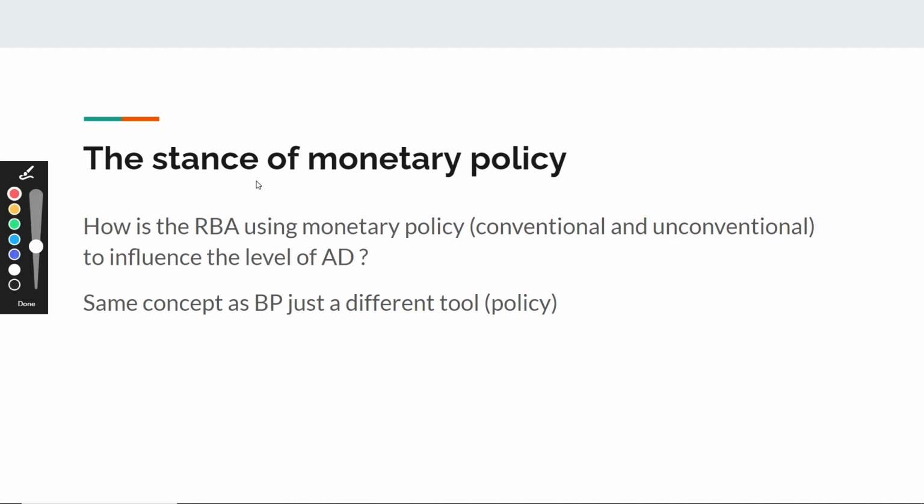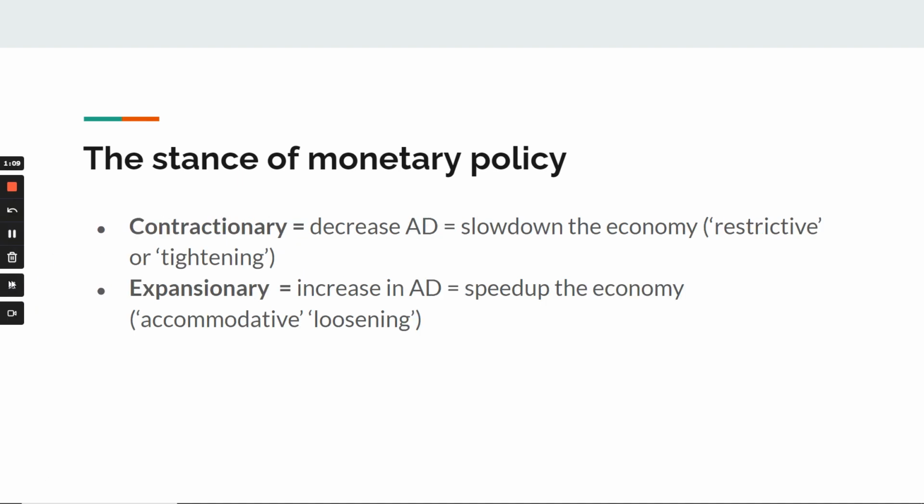Now, the concept of the stance of monetary policy is exactly the same as the stance of budgetary policy, which we looked at in the last outcome. It's just that budgetary policy uses revenues and expenses to determine its impact on aggregate demand. Monetary policy uses conventional and unconventional tools like the cash rate target and forward guidance to influence its impact on aggregate demand. So, I hope that made sense. Basically, we're thinking, how is the RBA using conventional and unconventional tools to influence aggregate demand? What is its intention with those tools?